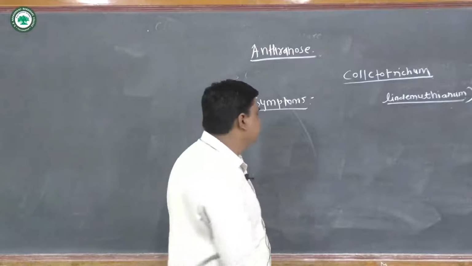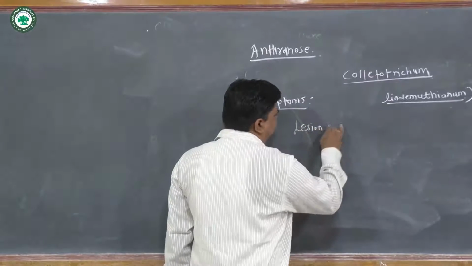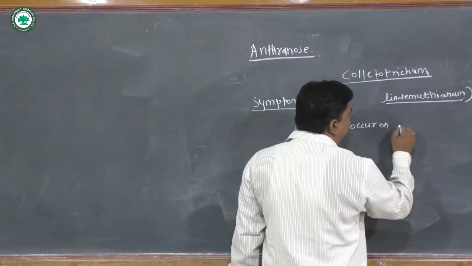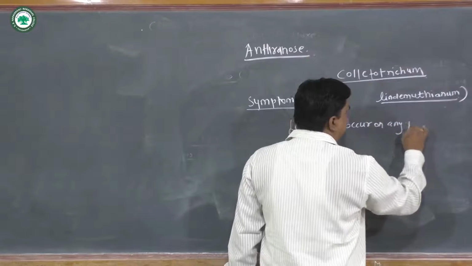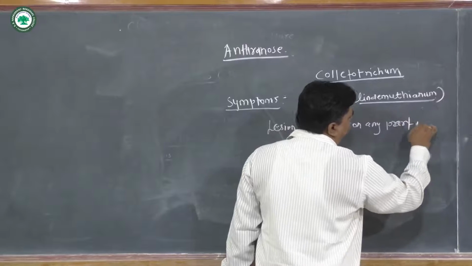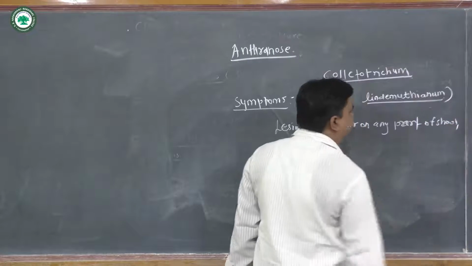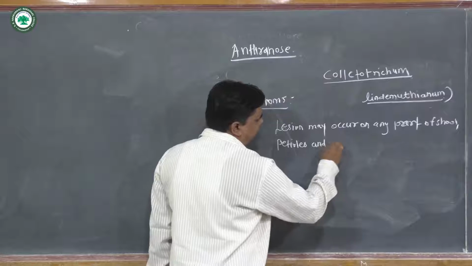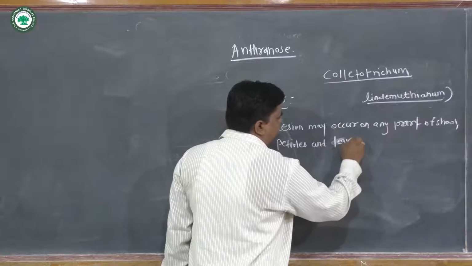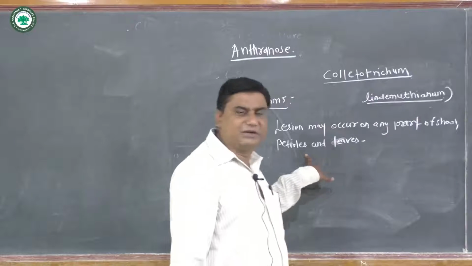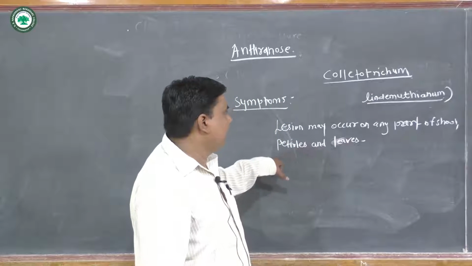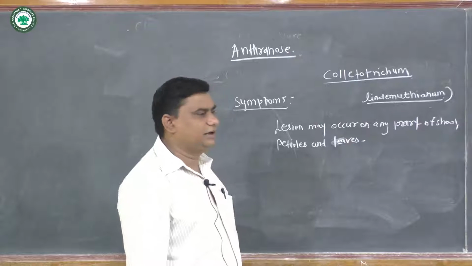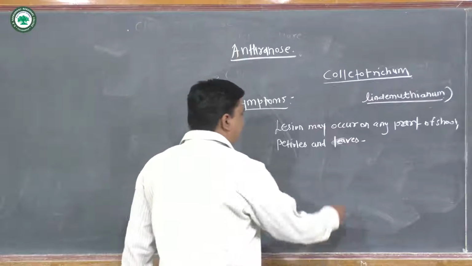Okay, so what are the symptoms of the disease? Lesions may occur on any part of the shoot, petioles and leaves. On older stems, eye spots are seen.